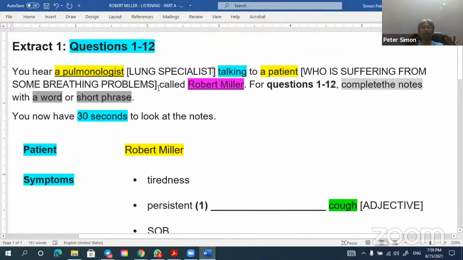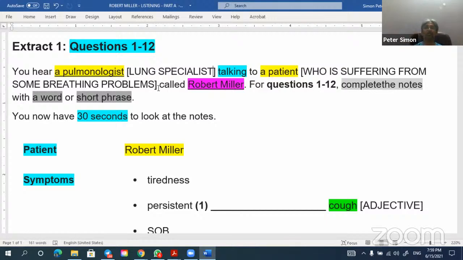Lung specialist, pulmonologist. Not only lungs, there are many other parts which also help you in breathing, so he's a specialist for this. A pulmonologist is a specialist for lungs. A cardiologist is a specialist for heart. Ophthalmologist, specialist. All different specialists, right.